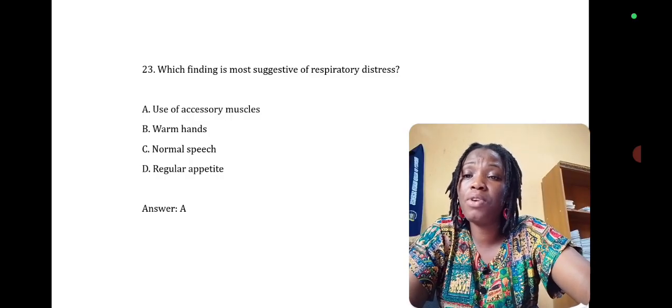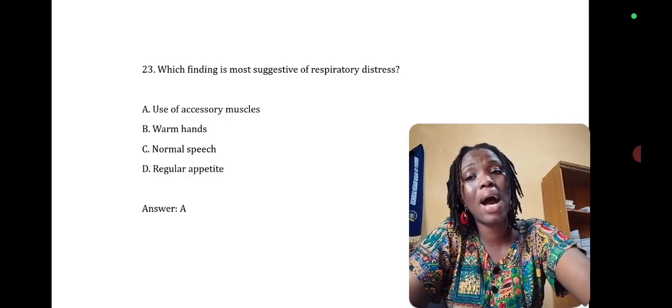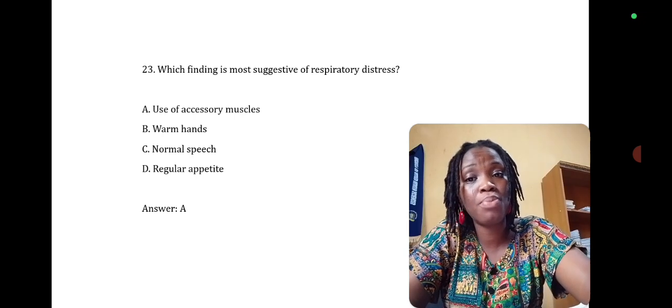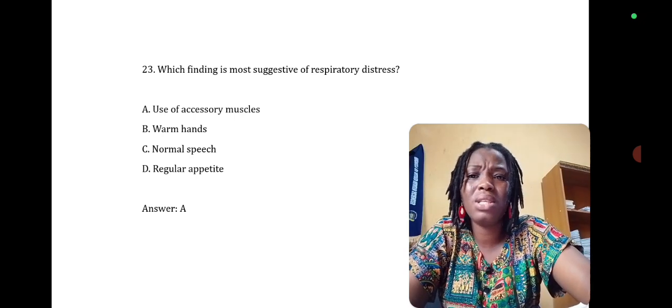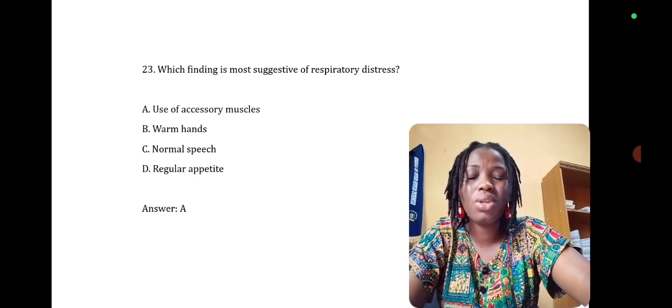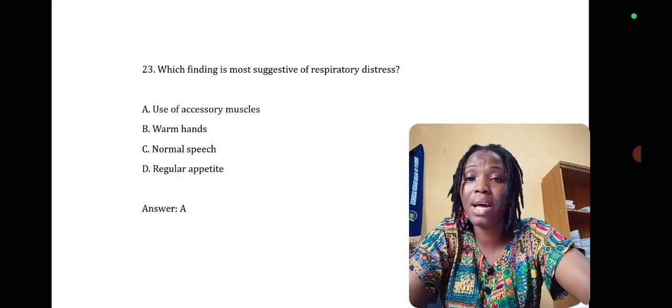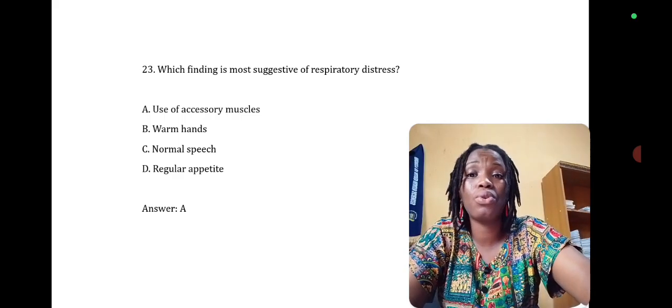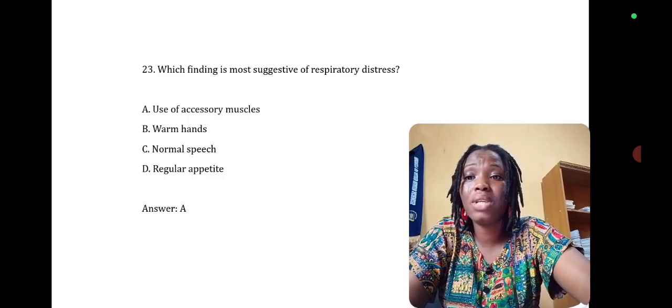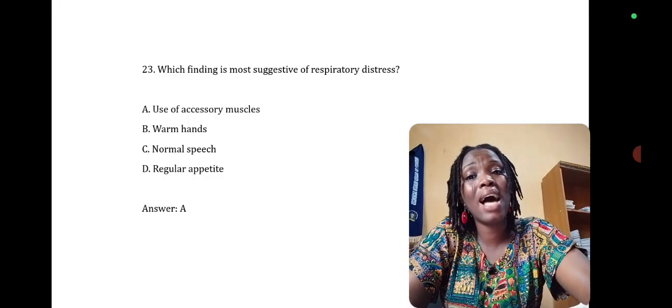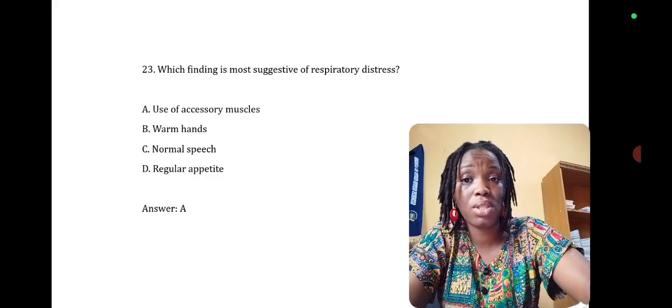When you are finding it difficult to breathe, that's when you will start using your accessory muscles. It's like using an assistant muscle, not the normal muscle you are supposed to use, like the diaphragm, which is a very flat, thin muscle used for normal respiration. When you are using accessory muscles, you know that this person is having difficulty in breathing.